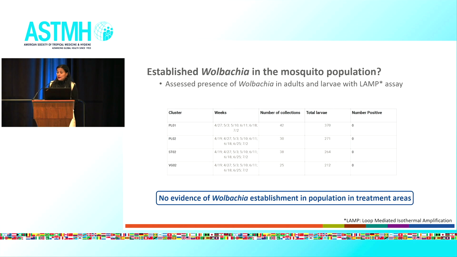So maybe there have been releases of female mosquitoes with Wolbachia that could have resulted in the establishment of Wolbachia in the mosquito population. That was the reason why we were seeing lower suppression. So we collected larvae and tested them for the presence of Wolbachia, and we did not find any positive results. We did not find evidence of accidental female mosquito releases or Wolbachia establishment in the population.